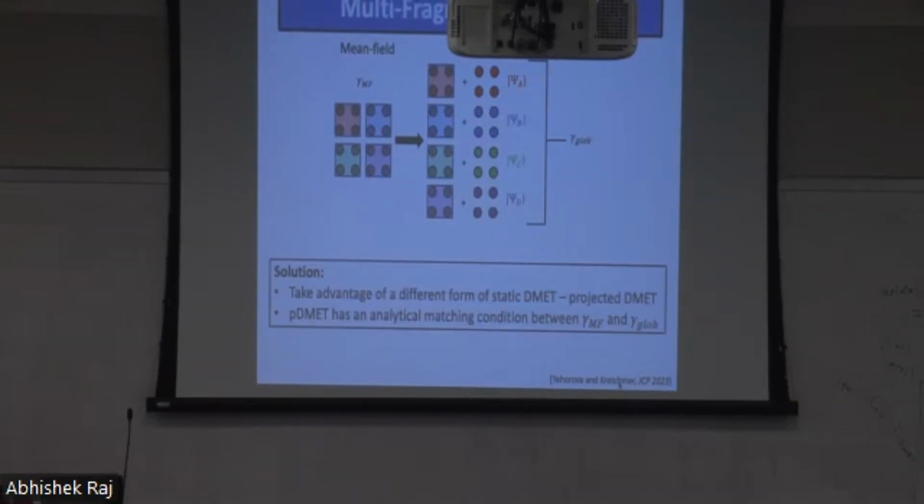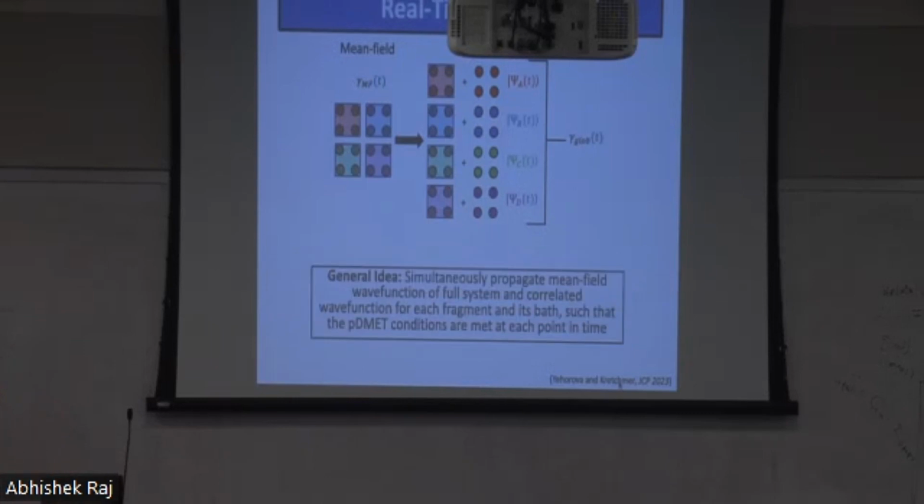I think I'm probably just about out of time here, because I want to show some results. So if you want to know more about that matching condition, because I'm going to have to skip the slide that goes over that, just ask me. But the key idea, given this analytical matching condition, to actually run dynamics, is that we're going to simultaneously propagate a mean field dynamics for my total system, and then simultaneously propagate a dynamics for each of these correlated states.